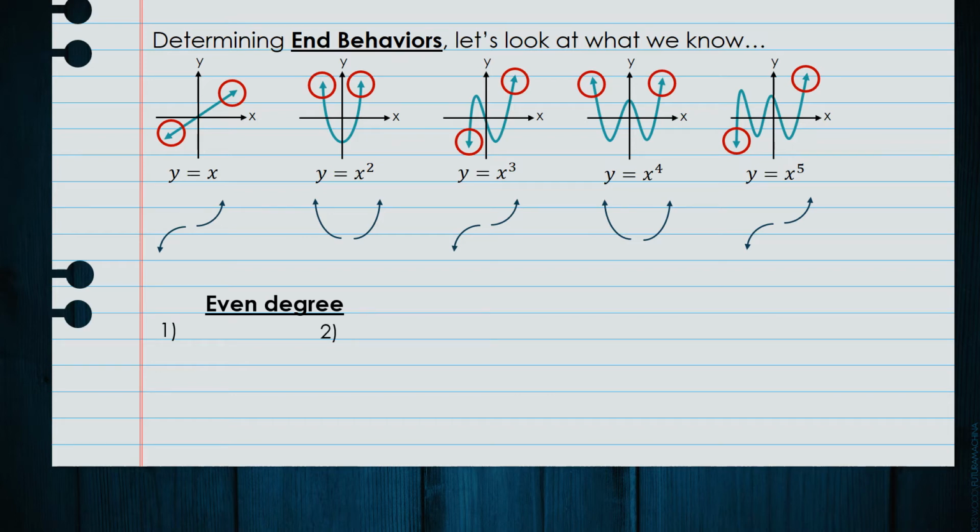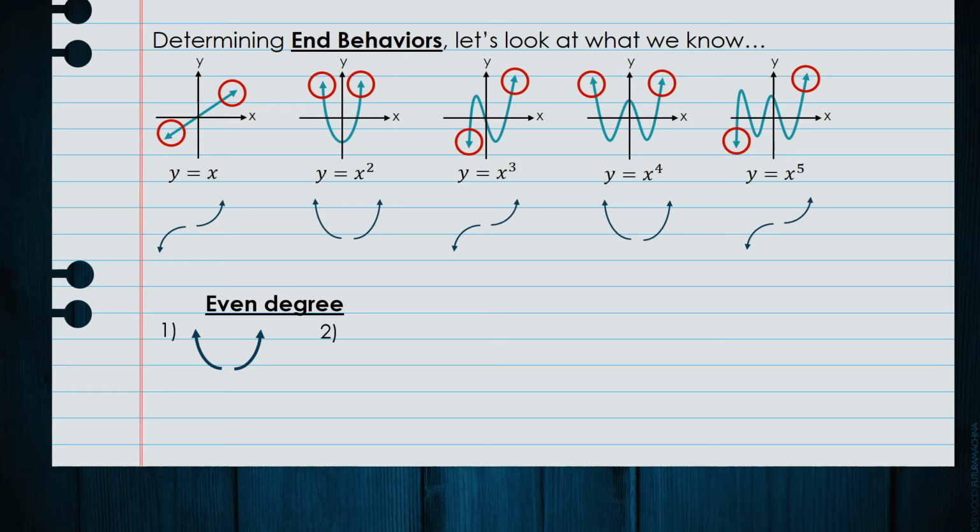So looking at your even degrees, that means your x squared and your x to the fourth. What do you notice about their end behaviors? Well, in this case, they're both facing the same direction. Specifically, they're facing up. So all even degrees will have arrows going the same direction.